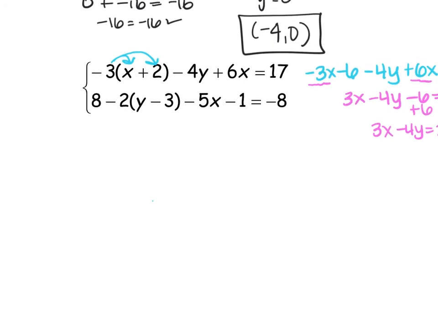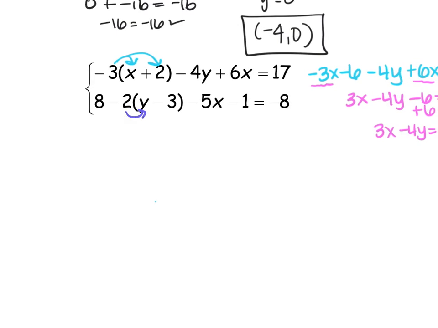Looking at the second equation, I'm going to distribute the negative 2 to both of those terms. That becomes 8 minus 2y plus 6. A negative times a negative is a positive. This is a negative 2 times a negative 3. So don't forget that. Minus 5x minus 1 is equal to negative 8.